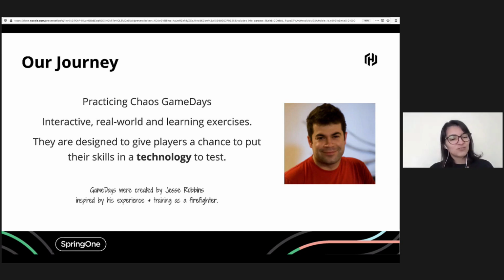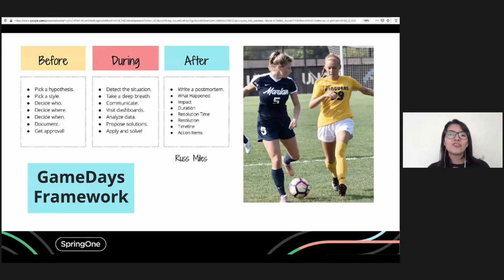We started our journey practicing chaos game days. They are inspired by the classical game days created by Jesse Robbins when he worked for AWS. Game days are an interactive team-based learning exercise designed to give players a chance to put their skills in a technology to test. So in the next slides, I am going to share a framework provided by Russ Miles.